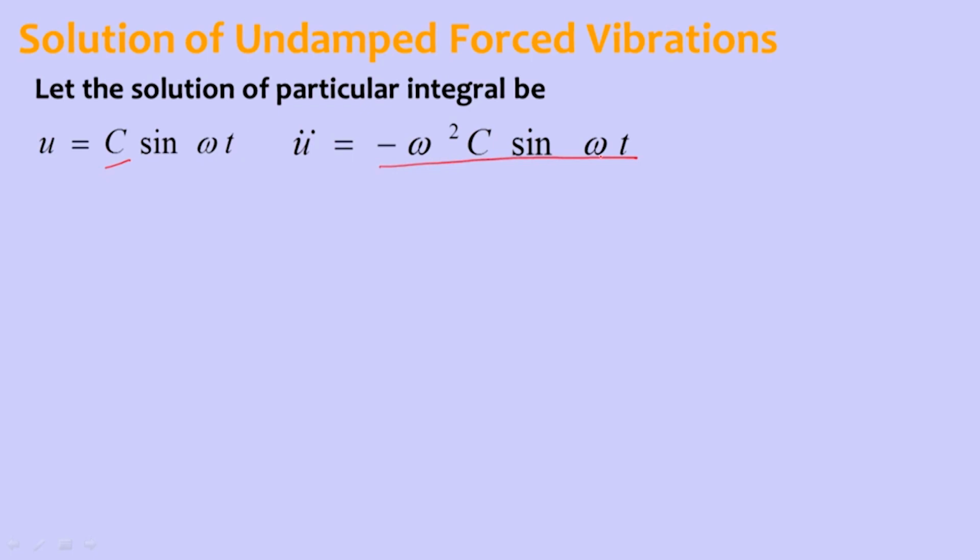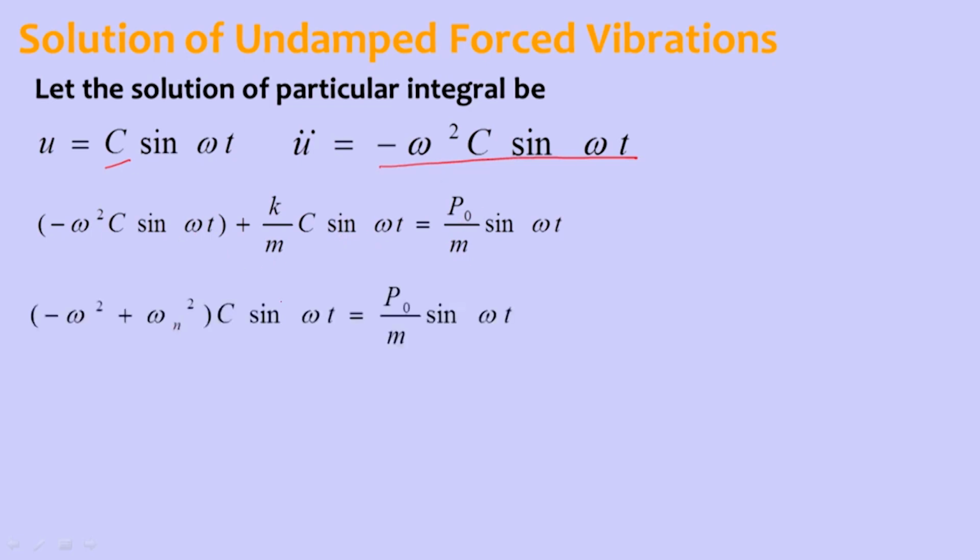So let us substitute u and u double dot in the original equation. This is the u double dot term, and k by m times u, equal to p naught by m sin omega t. So how to solve this one? The easy method is to take these sine terms common and then equate the rest of the terms with the coefficient.